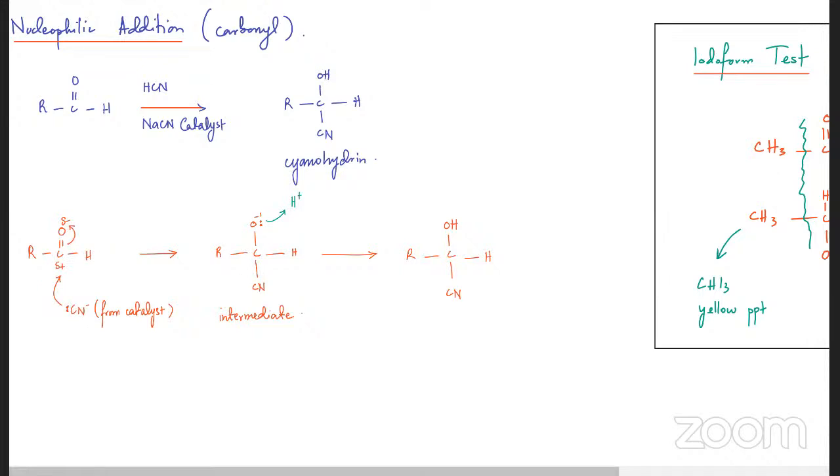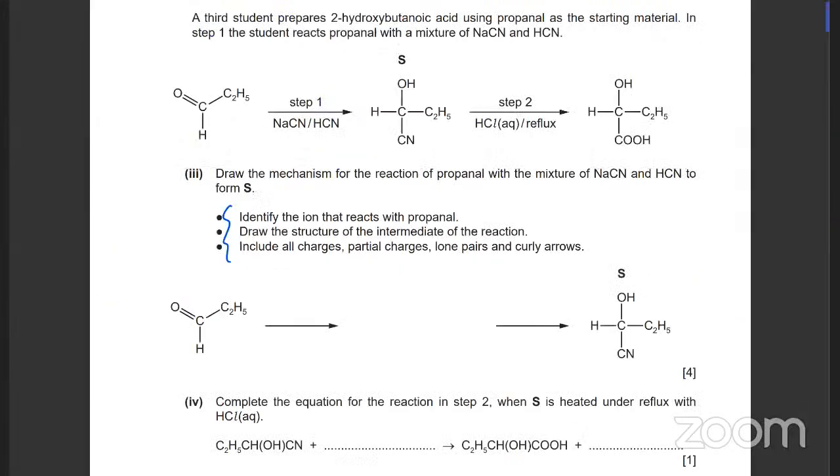So the first step of this mechanism would be, you draw everything exactly the same. You've got a CN- that's coming in. That's your nucleophile. That CN- is interested in your electrons. The electrons in the double bond will be repelled. Next step, what happens? You've got a C2H5, a C, and an H, and the O- is formed, and the CN bonds over here.